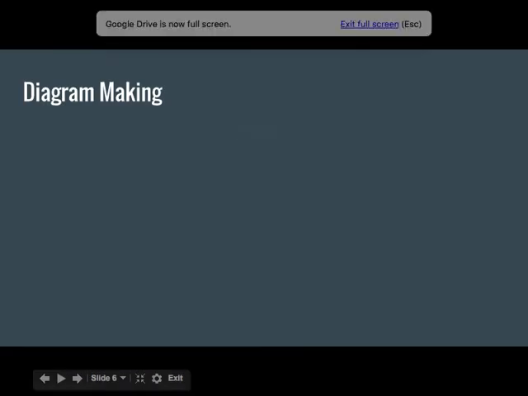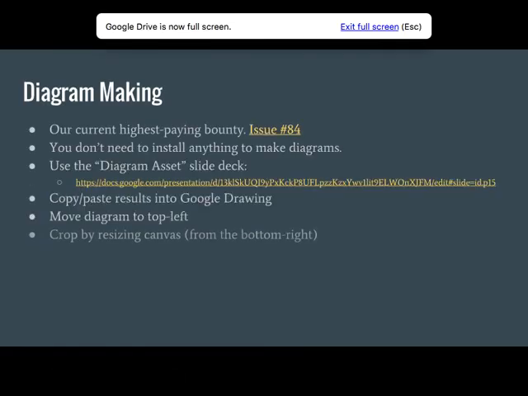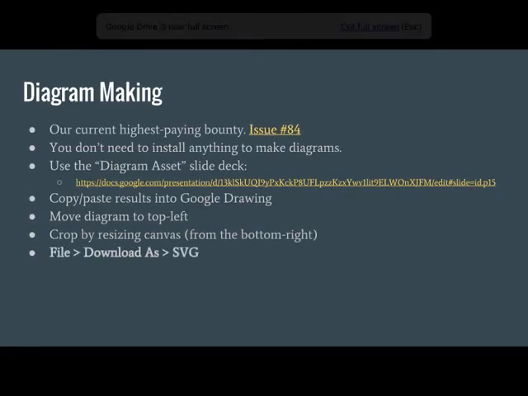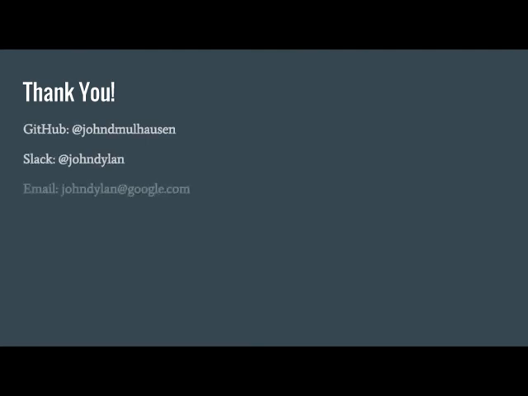All right, so diagram making, that's the highest paying bounty right now. It's $100, issue number 84. And I'd like to invite you all to join. And this is how you can reach me up on GitHub and on Slack.